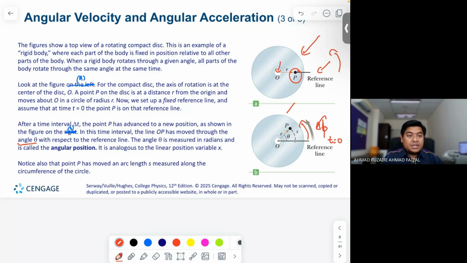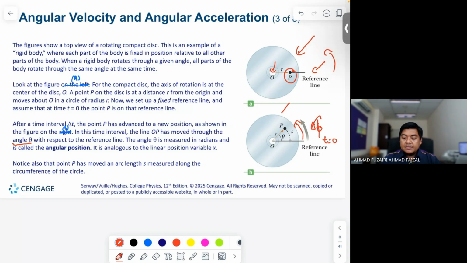Notice also that point P has moved an arc length, as measured along the circumference of the circle. The arc length is part of the circumference, and as you know, the circumference of the circle is given by 2 pi radians, which is equivalent to 360 degrees. Or in radians, we call that 2 pi radians. That is the circumference.